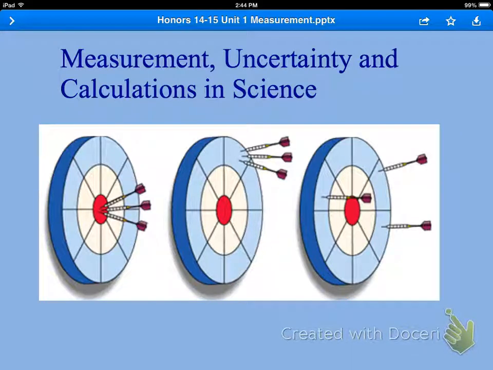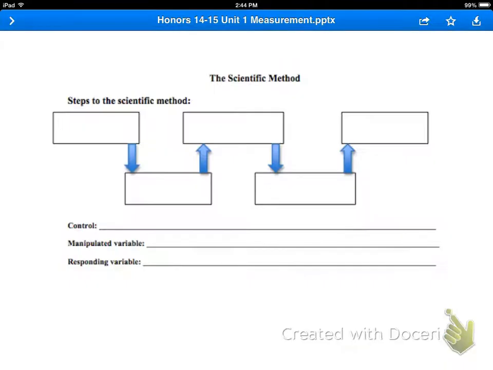This podcast, which is also part of Unit 1, is about measurement, uncertainty, and calculations in science, in chemistry. So first, let's talk a little bit about the scientific method, the steps for the scientific method that we talked about in class. And these can be described a little bit differently depending on what book you use, but they should all have some things in common.